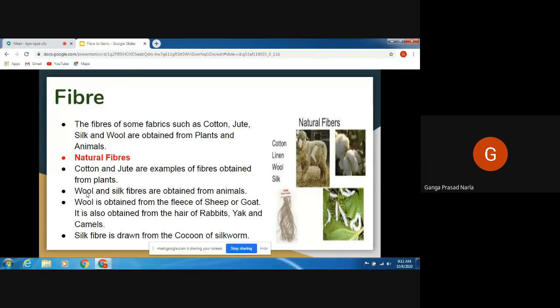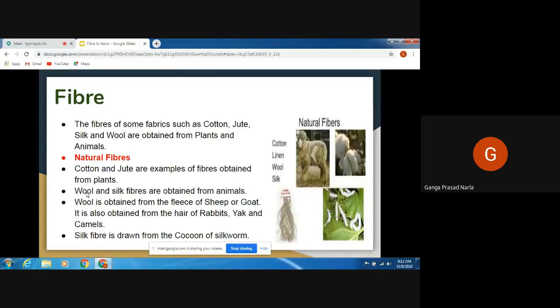Very good. Wool and cotton. Jute. Meghana, very good. Yes, jute. The spelling is J-U-T-E. So natural fibers, right? From plants and animals, we get natural fibers. But what are the examples of fibers which we get from plants? Cotton and jute, right? So cotton and jute fibers we are getting from plants.